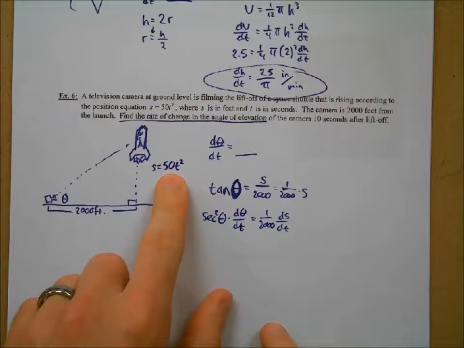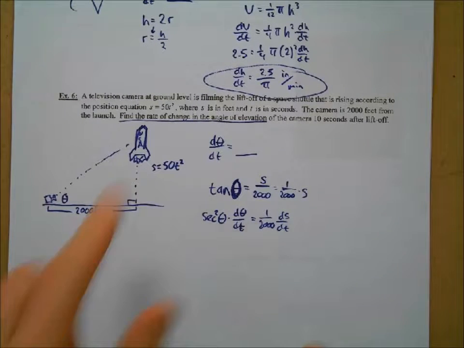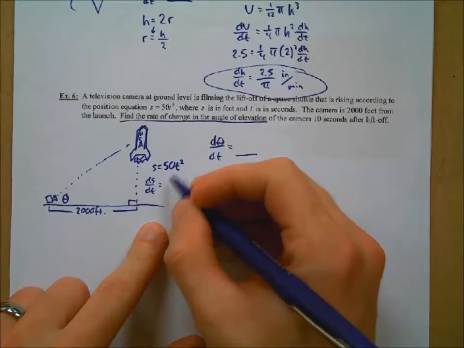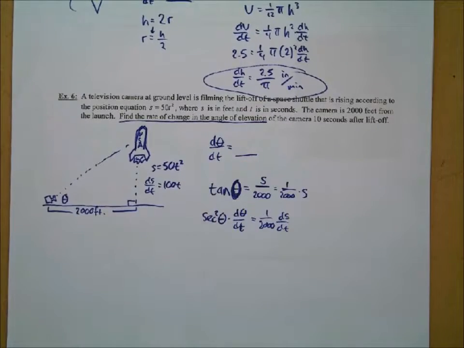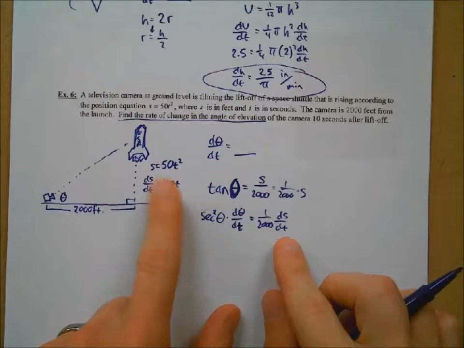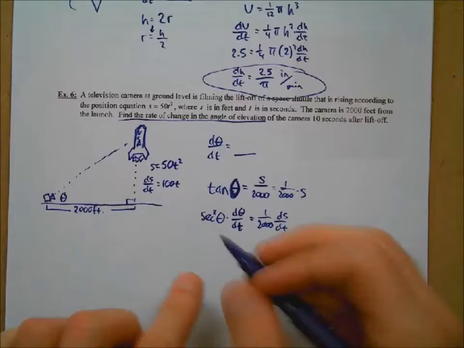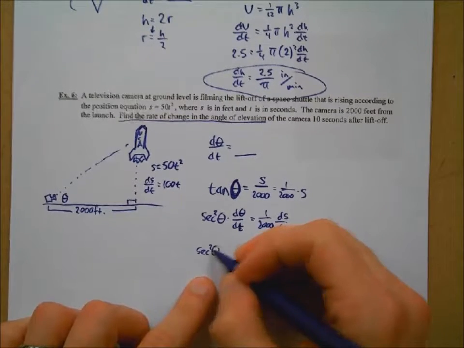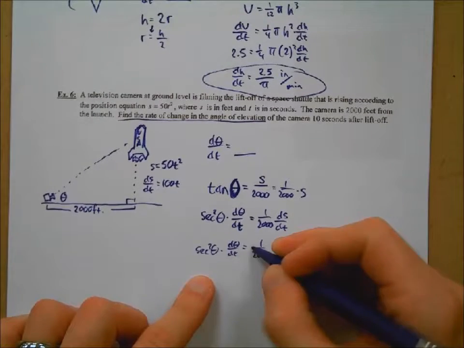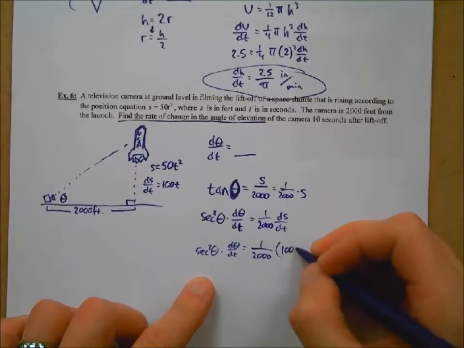100t. Yeah. If s is 50t squared, then ds dt, the derivative of s with respect to t, will be 100t. No dt dt, right? Because we're taking the derivative of something in terms of t there. Okay? All right, so that's an expression, so we could put that in here. So I could say, secant squared of theta times d theta over dt equals 1/2000. Now, instead of the ds dt, we can put a 100t in there.